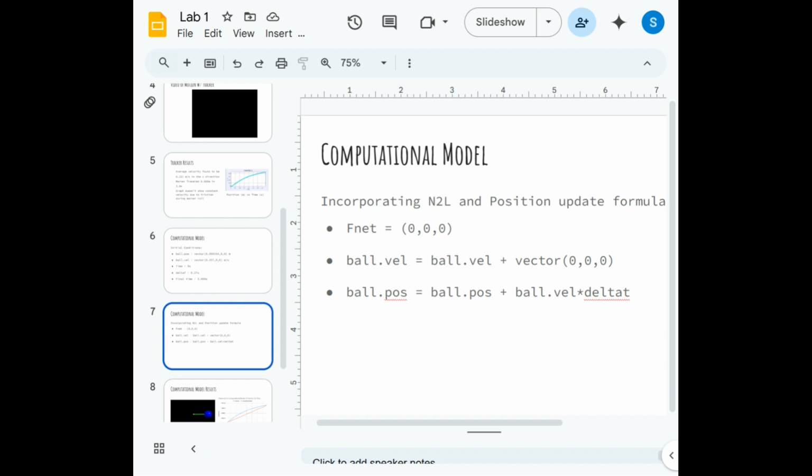As we could say here, F net was 0, so therefore, because the force was 0, the velocity would not increase. And therefore, we could say the velocity final would be velocity initial. The vector, because the net force vector was 0. And because the velocity was always constant, the ball position final would always equal ball position initial plus the ball velocity times delta t. So we would observe a constant upward trend.